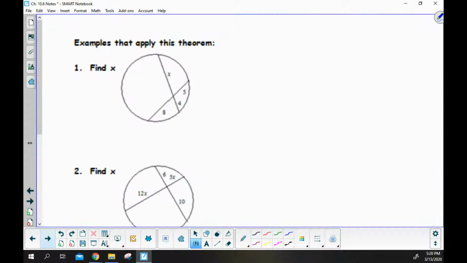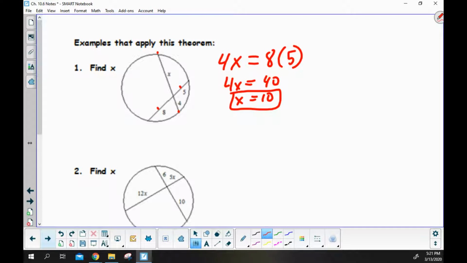All right, so let's look at a couple examples here. So we have first one, find X. We have two chords that intersect, and we see along this chord here, I just put the red dots on, is we have X and 4. So we're going to take 4, and we're going to multiply by X is equal to, in my other case, my other chord is 8 and 5, so 8 times 5. So very simply, 4x equals 40, x equals 10, and that's how we solve it.